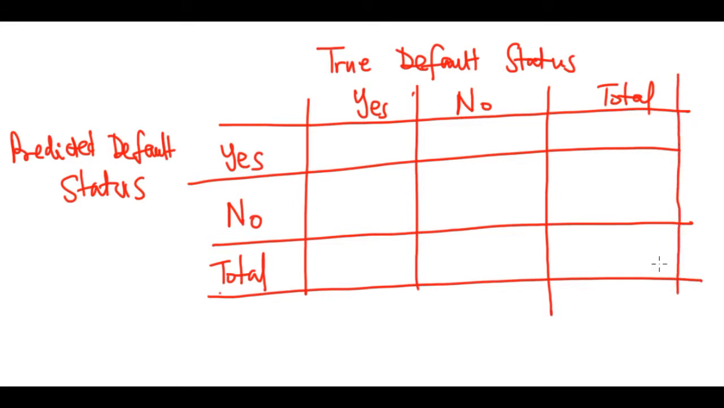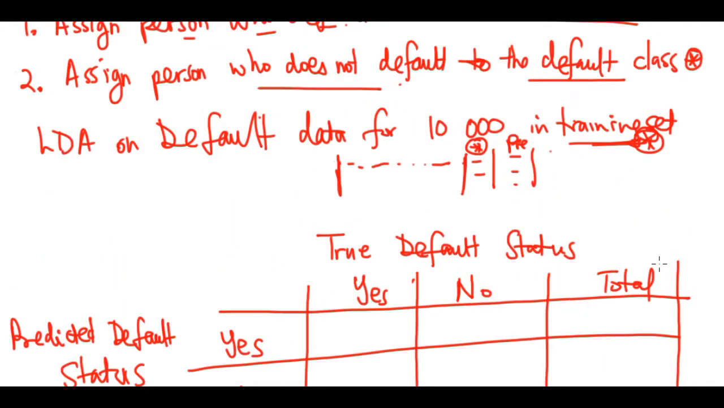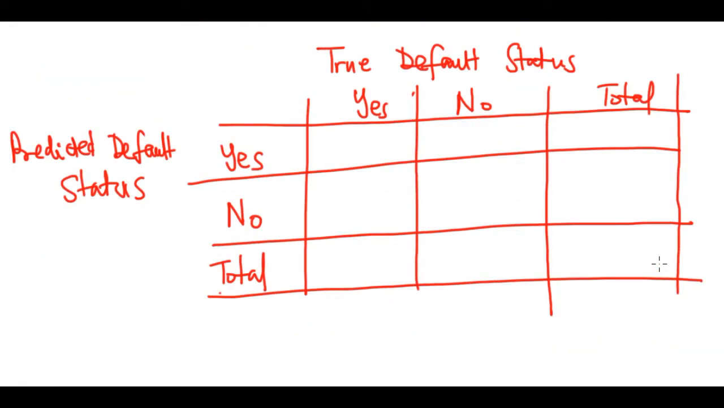Let's put in some values that we got when we ran our script and ran our LDA on those 10,000 people. What did our LDA predict? Our LDA predicted a yes for 104 people, and it predicted a no for 9896 people. The total here is going to be 10,000 people.